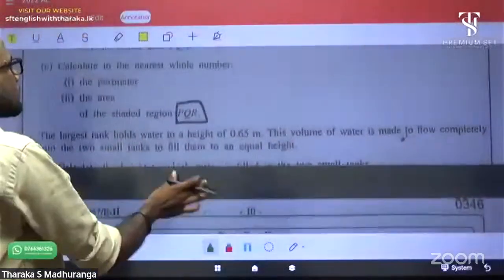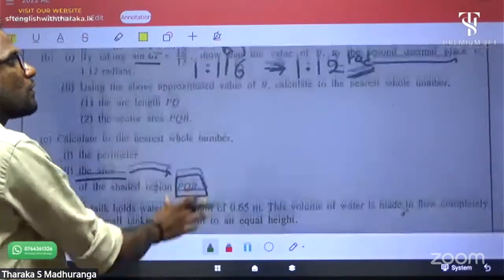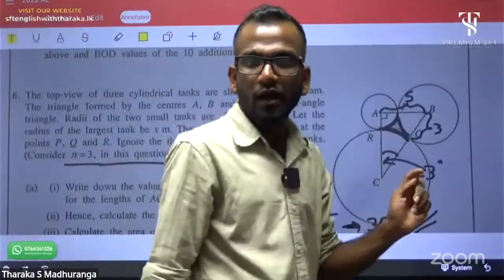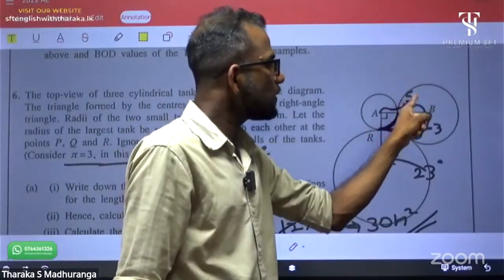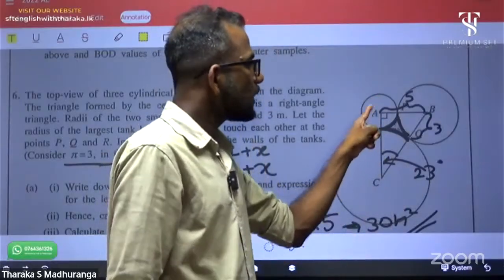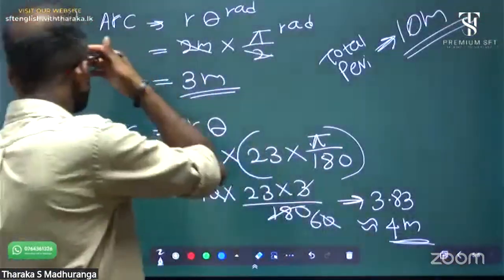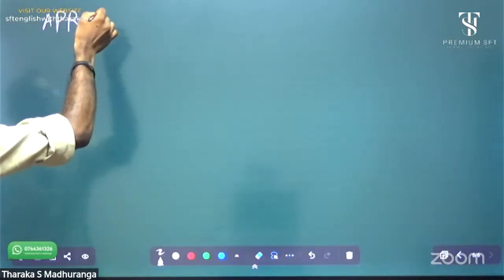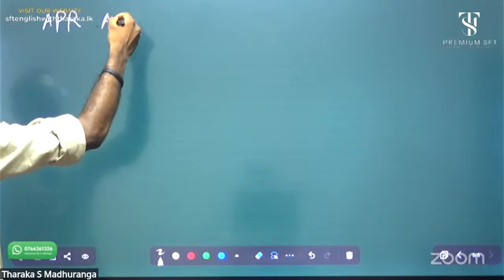The question asks the area of the shaded part. Now the problem is how to get the area of the shaded part. You got the PBQ arc area. Now I am going to get the APR arc area.